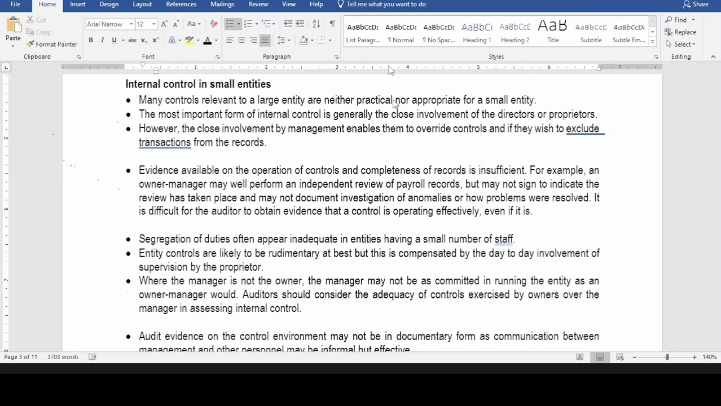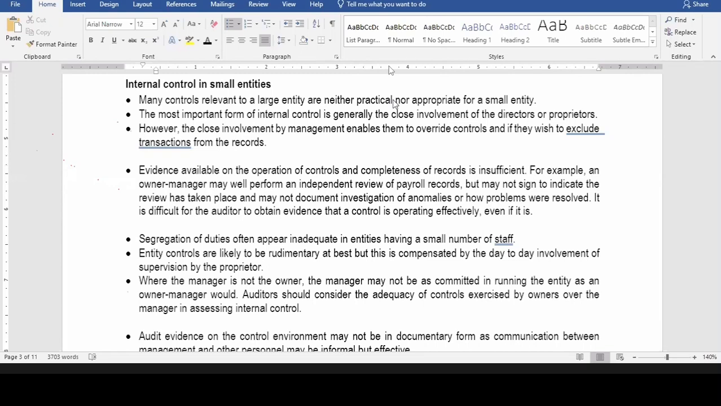Number two, for a small entity, the most important internal control is the close involvement by the directors or proprietors, the owners. If you are running a shop with your wife, it is your involvement in the shop, how you manage. How involved are you in that business? That is the most important control in a small entity.